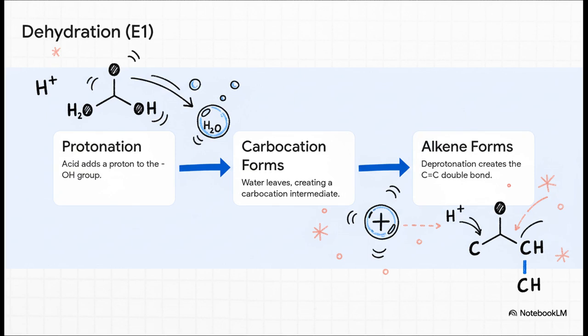First, the acid makes the OH group a much better leaving group. It basically turns it into a stable water molecule. Once that water leaves, you're left with this temporary positively charged carbon atom. We call that a carbocation. This thing is unstable, so it quickly fixes itself by kicking out a nearby hydrogen, which lets that new double bond form. That stable carbocation pathway is exactly what makes this reaction so easy for tertiary alcohols.